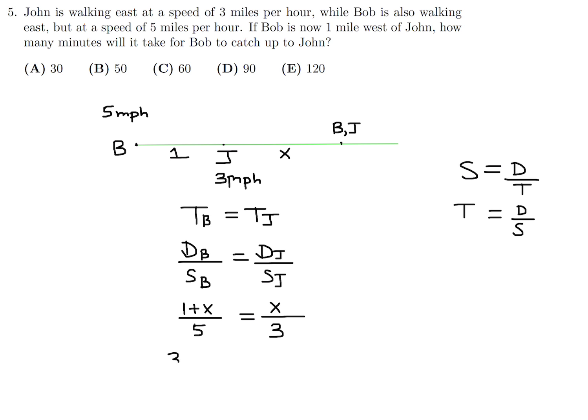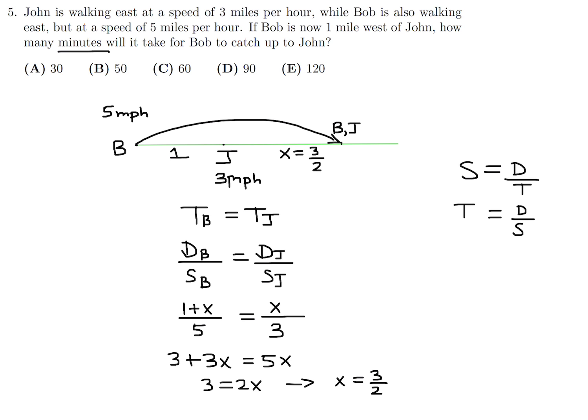Cross multiply and you get 3 plus 3x is equal to 5x, and therefore 3 is equal to 2x, and therefore x is equal to 3 over 2. Now x represents a distance and we want time. So no problem. If x is 3 over 2, we can calculate the time that it took Bob to go from there to there. How do we do that? Well, just use our formula, distance over speed.